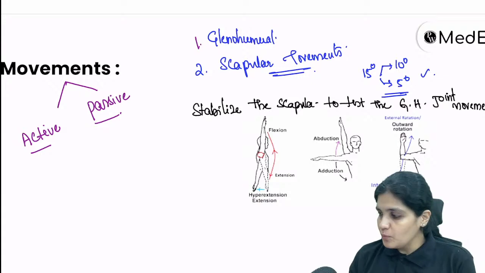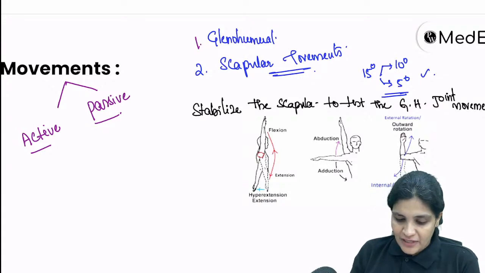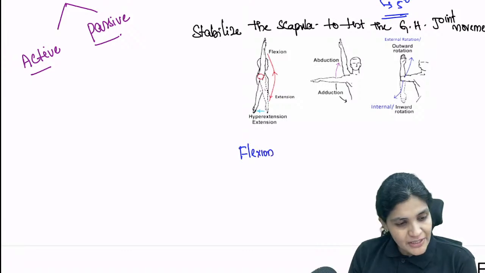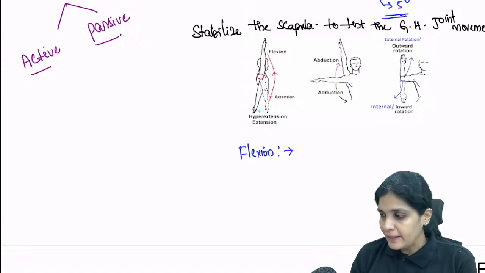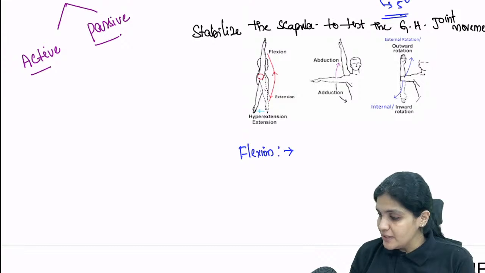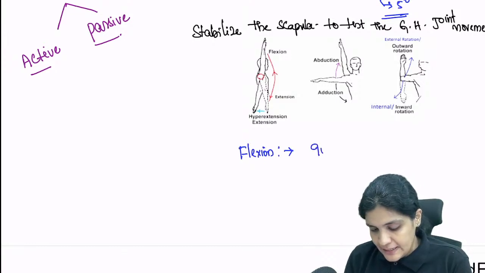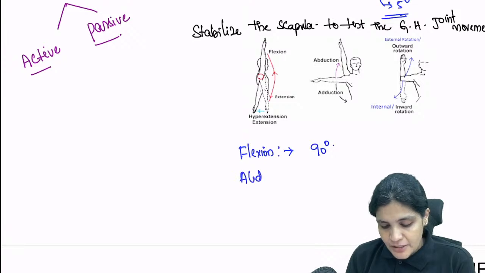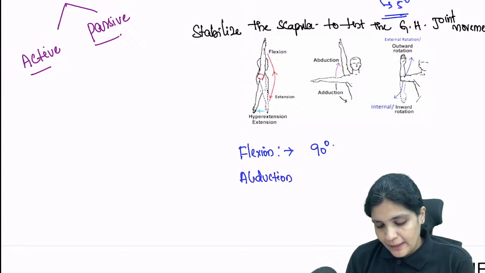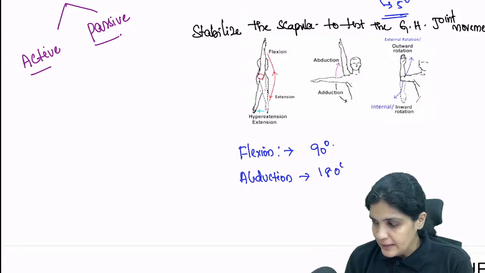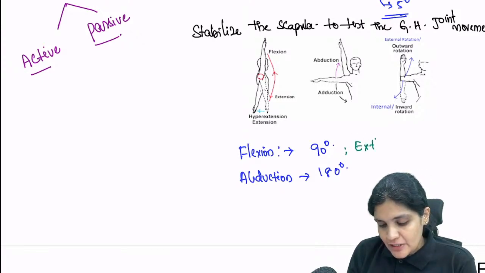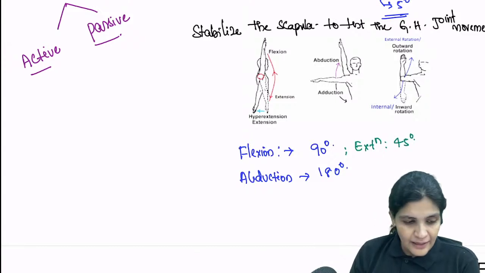So now tell me, what is the range of the flexion? They will ask you the range of the flexion. How much did I tell you flexion is? Yes, flexion is about 90 degrees and abduction is about 180 degrees, right? And then extension is about 45 degrees, right?